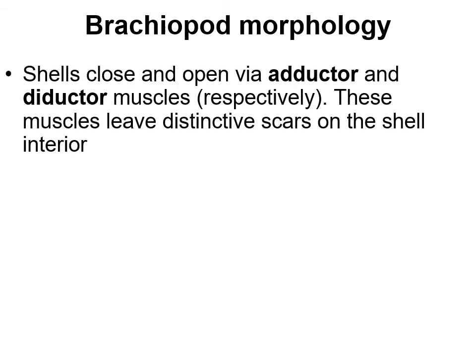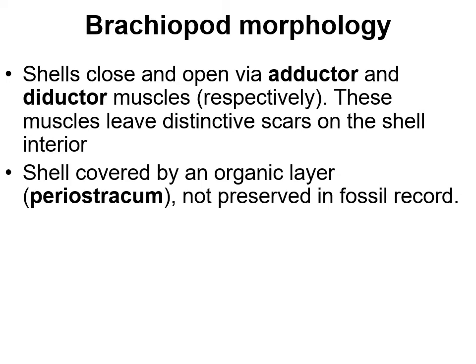And the shells open and close by two muscles, adductor and diductor muscles. Adductor muscles close, diductor muscles help open. So similar to our bivalve mollusks, which also use muscles to close their shells, brachiopods use a muscle to open and a muscle to close. So they actually have distinctive muscle scars. And by scar, I don't mean an injury, but an attachment point on the inside of the shell. On a living brachiopod, the shell is covered by an organic material called a periostracum. This rarely preserves in the fossil record, though we do have obviously modern specimens that still possess it.